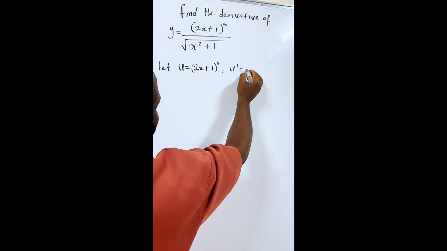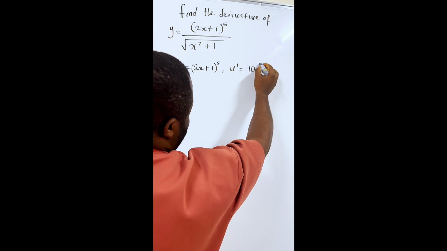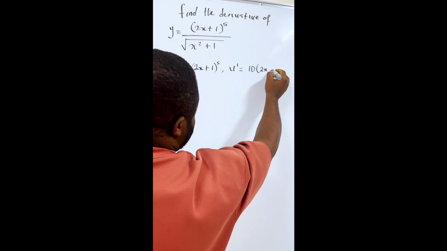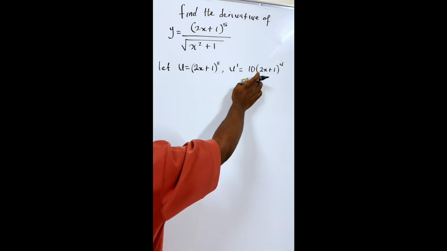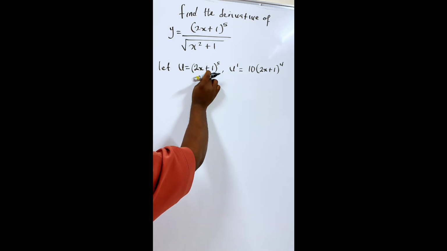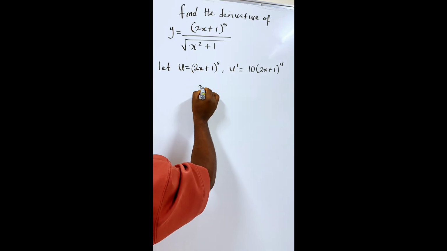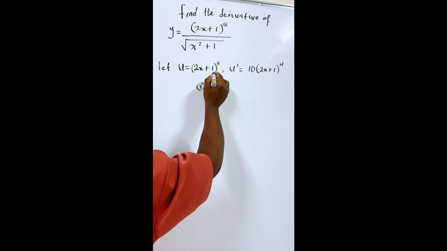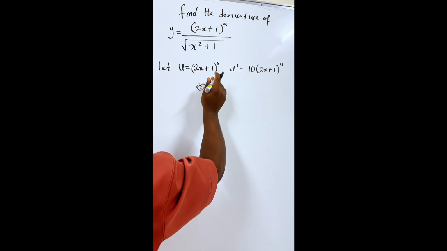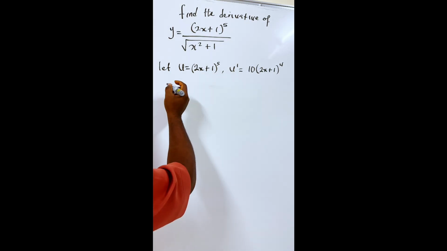And u prime will be 10 multiplied by (2x + 1)^4. So this is chain rule. What did we do? You find the derivative of the inner function, and the derivative of this is 2. Then you find the derivative of the entire function, which is 5, so 2 multiplied by 5, and that is what gave us 10.